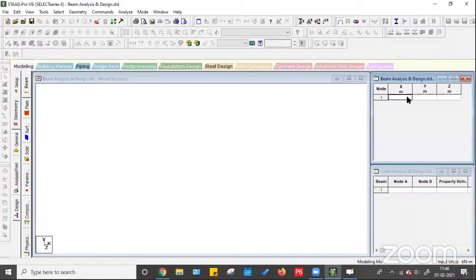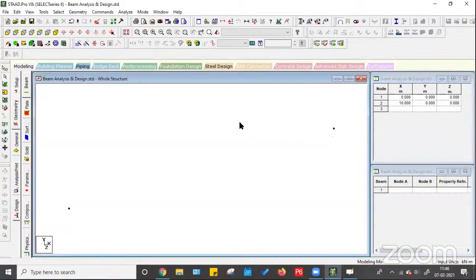So first 0, 0, 0, then 10, 0, 0. Now we need to draw the beam, so I'll just draw the beam from here. Add beam. I can draw the beam from the spreadsheet as well. I'll just write 1, 2 here and it will be drawn, but this looks more interactive, so I'll just keep this. So the beam is drawn.